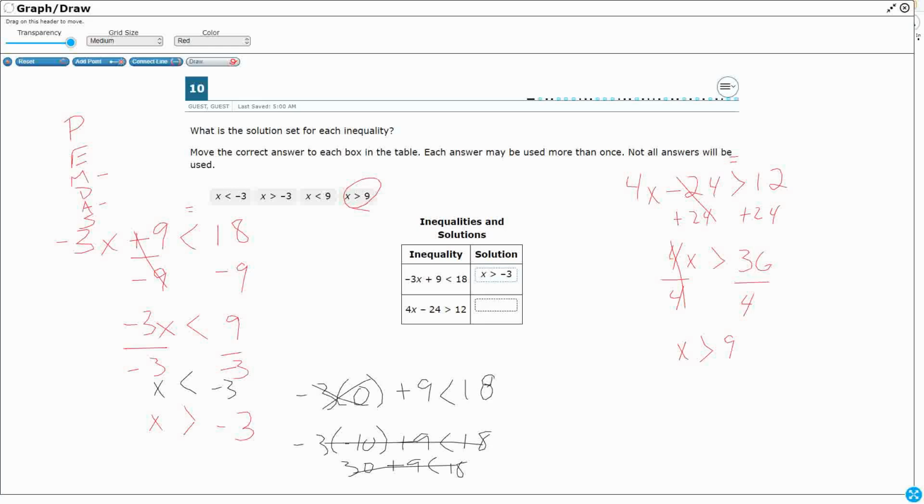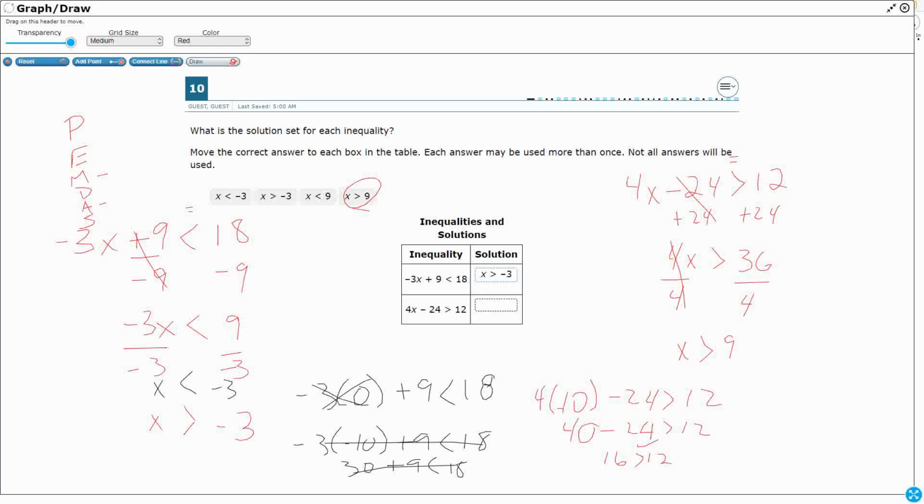And let's just put in a number just to verify, right? So let's try 10. 10's easy. Okay, 10, I'm going to just plug that back into the 4 times 10 minus 24 is greater than 12, right? So that's going to be 40 minus 24 is greater than 12. So that's going to be, what's that, 16, right? 40 minus 24 is going to be 16, still greater than 12.